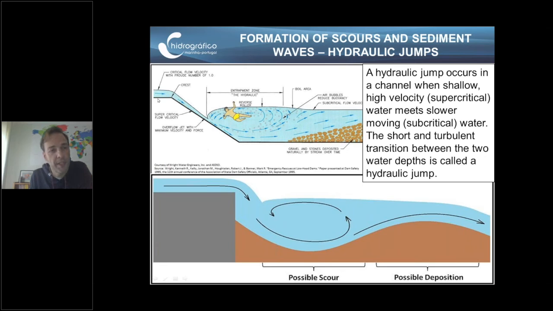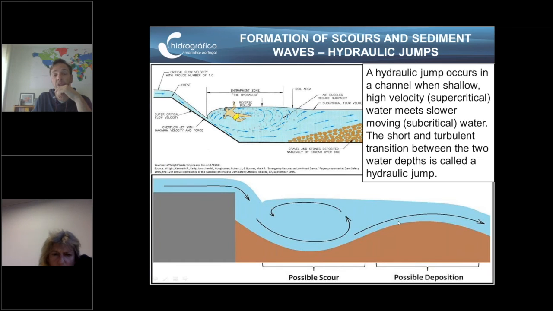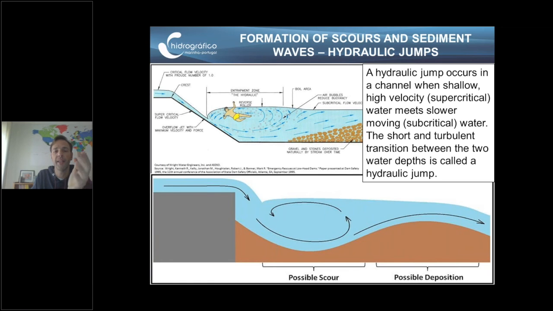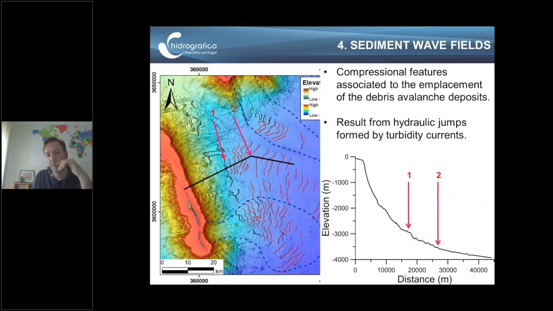Try to imagine this as the shelf, and here the slope. When the gradients decrease from the slope to the deep sea, there is a transition from the turbulent to the laminar flow, and it creates this turbulent area where normally there is erosion, and further offshore there is deposition. So that's what we think is forming here the scours and then the sediment wave fields. As you can see from this sketch, it's exactly in the area where there's a big gradient decrease that first the scours and then the sediment wave fields start forming.